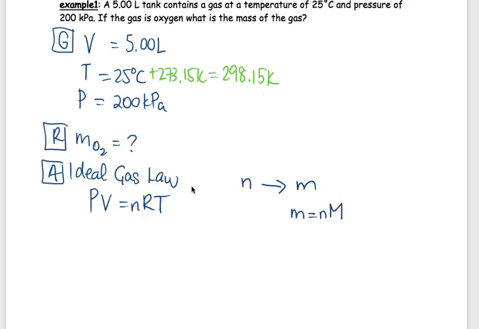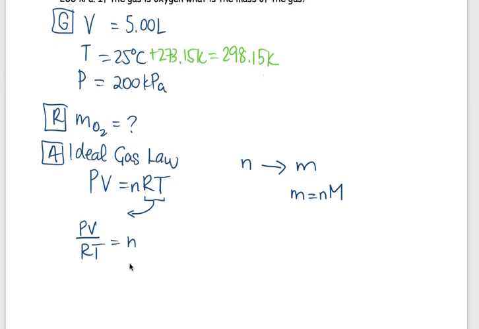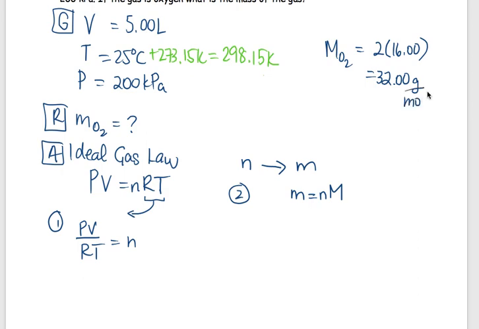So in order to get to the amount using this formula here, we need to rearrange it. So I'm going to take both of these and move them. So we'll end up with PV over RT equals the amount. So there's my formula. I'm going to find the amount first, and then I'm going to find the mass using this here. So again, I need the molar mass of oxygen. So we have 2 times 16, which is 32 grams per mole. Okay, so let's go through the steps now.